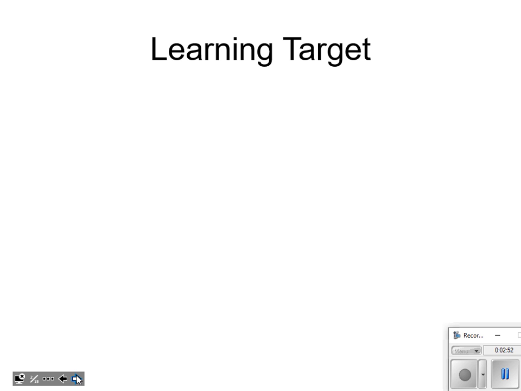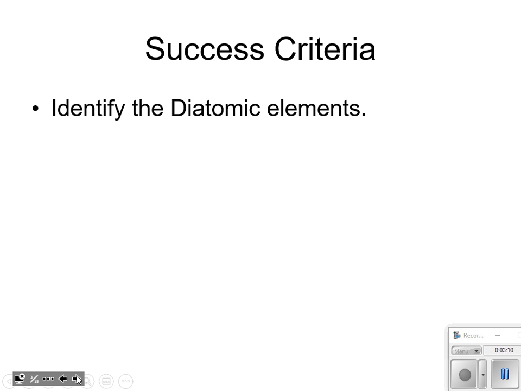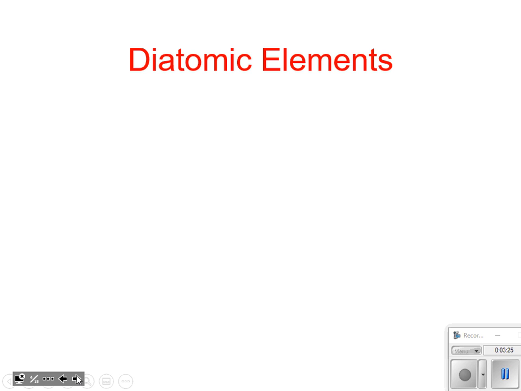So the learning target we have for this particular lesson is, once again, to describe characteristics of covalent bonding. Now, the success criteria, what we need to do to be able to hit this learning target today, is to identify the diatomic elements, the super seven. We also need to be able to describe a polyatomic ion. So we hit both of those success criteria when you folks were writing things down. So let's begin with diatomic elements. We said di is two, so these are elements that are two atoms, okay?